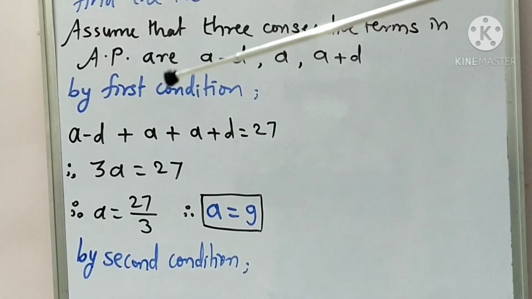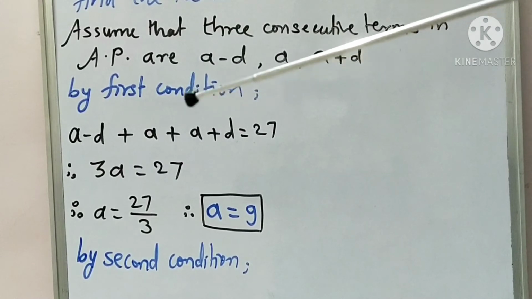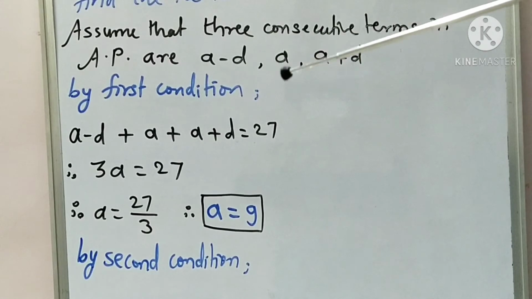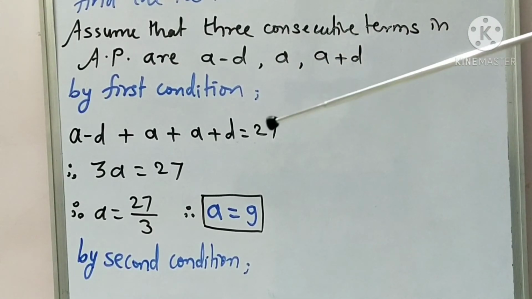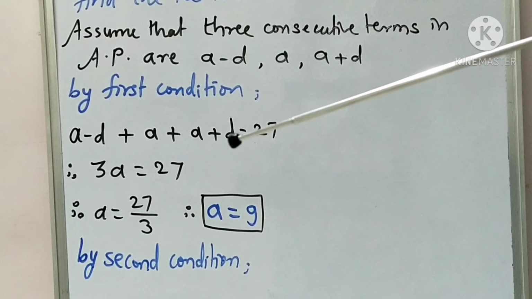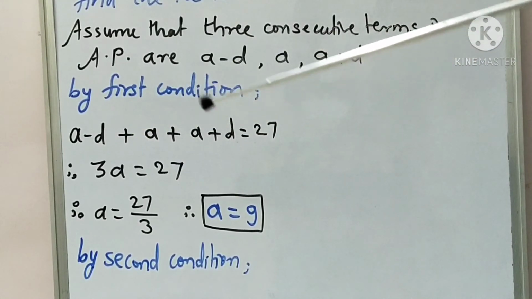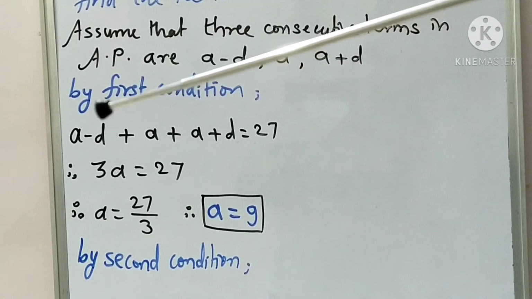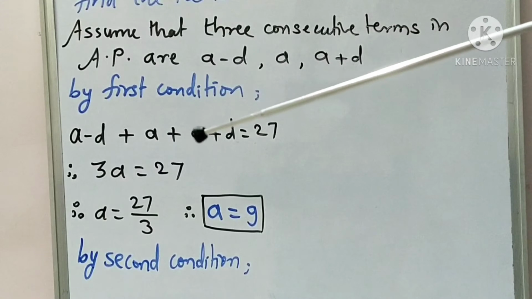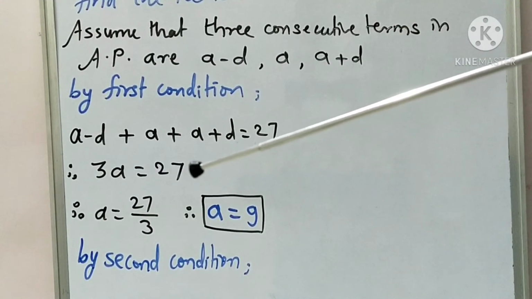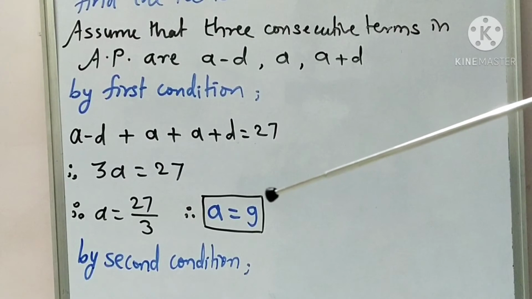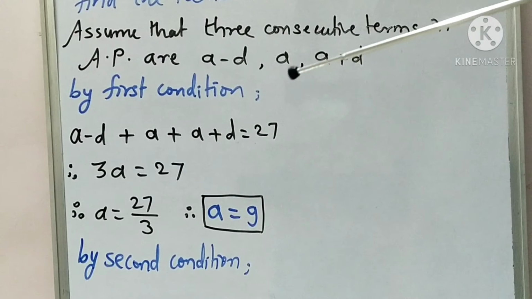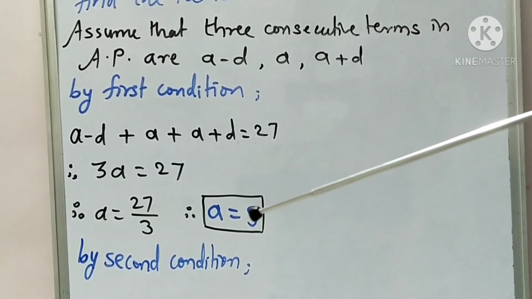By the first condition, the sum of the three consecutive terms is 27, so a minus d plus a plus a plus d is 27. What we notice, students, is that d and minus d are the same term with opposite signs, so they cancel to 0, and a appears three times. So 3a equals 27, and therefore a is 27 upon 3, which is 9. So we find the term a by the first condition.